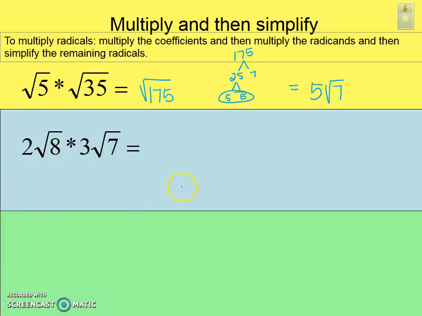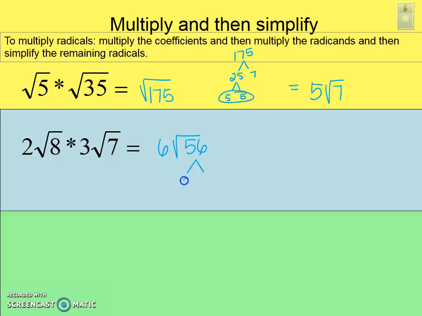In our next example, we do have numbers on the outside as coefficients, so we're going to multiply those first. 2 times 3 gives me 6, and then we have the square root of 8 times the square root of 7, so that gives me 56 underneath the radical. And here, we're going to break this up.